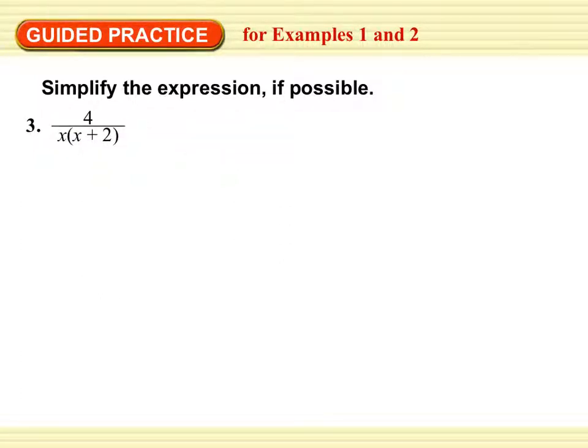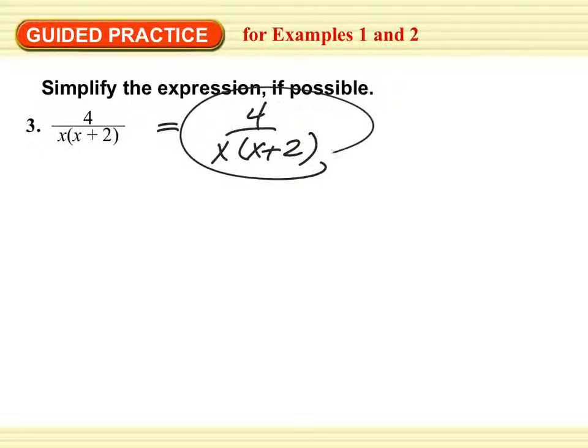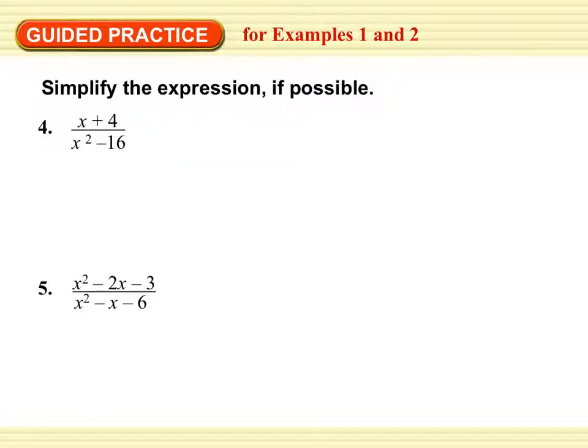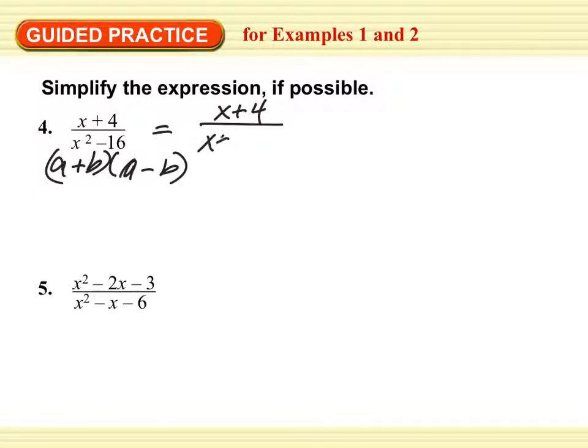Okay, factor the expression if possible. I can't do anything with that one, so it's in its most simple form. There's nothing to factor and cancel out. Here, the numerator, can't do anything with. Denominator, I have difference of two squares. Remember, it's a plus b, a minus b. So I can do x plus 4, x minus 4, cancel out the numerator and the denominator. I have 1 over x minus 4.